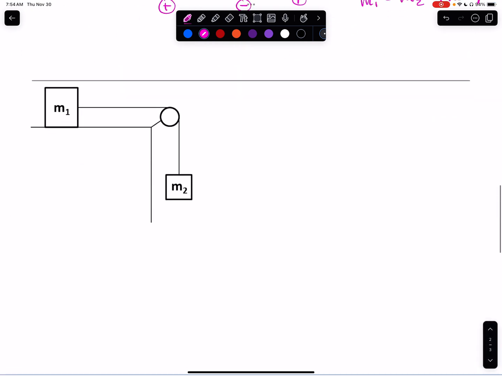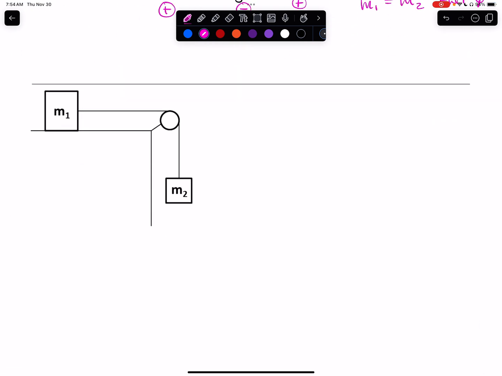All right, last one. We call this a cart and hanger. In this case, my cart does not have wheels.